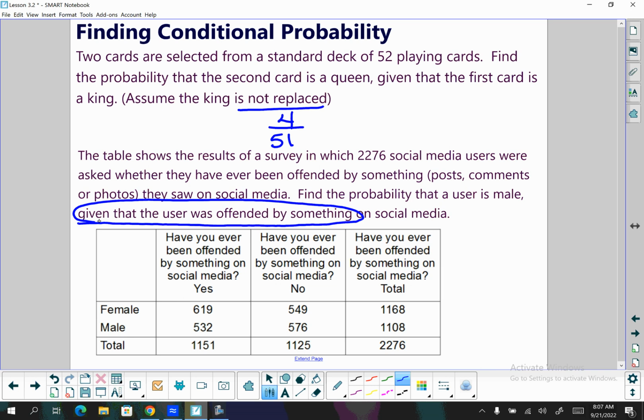Okay, so people that have been offended by something on social media are here. Those are my yeses. So we're going to focus our attention there. We want to find the probability that the user is a male. So the total people that have been offended by something on social media is 1,151. The probability that they are a male, well, in that group, there are 532 males. And then we can always divide that and turn it into a decimal. Make sense? Okay.